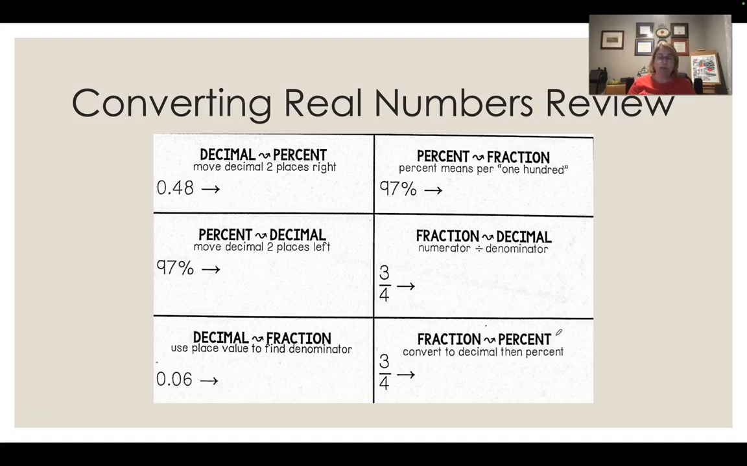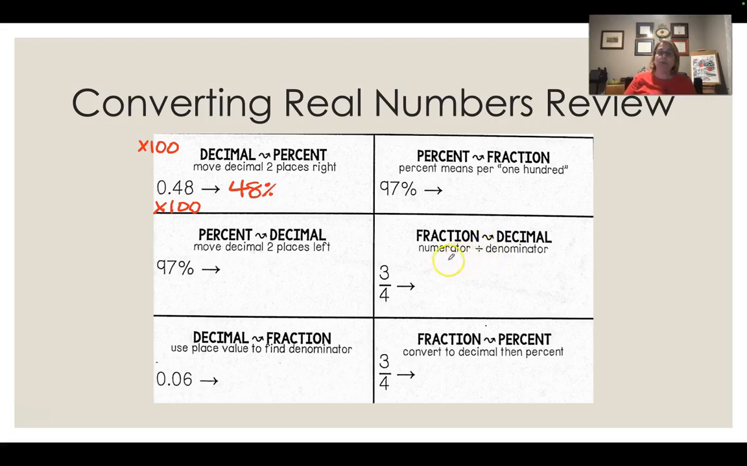All right, we're also going to just quickly remind ourselves how we go about converting real numbers. So the first thing that we're looking at is how we move from a decimal to a percent. So we've been given a decimal. We can move 2 spaces to the right, or I want you to put a little note that you can multiply by 100. So if I take my decimal and multiply it by 100, I find out that it's 48%.